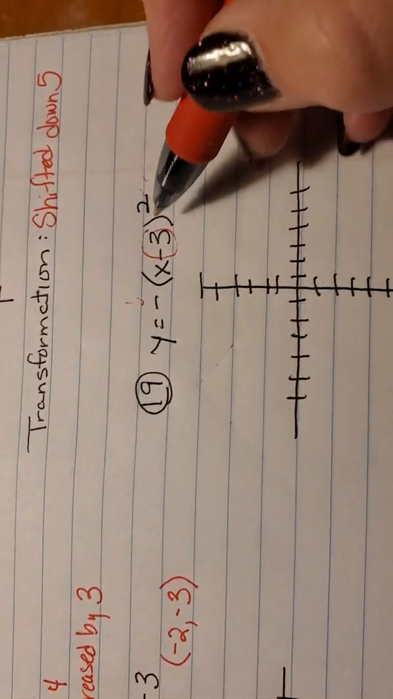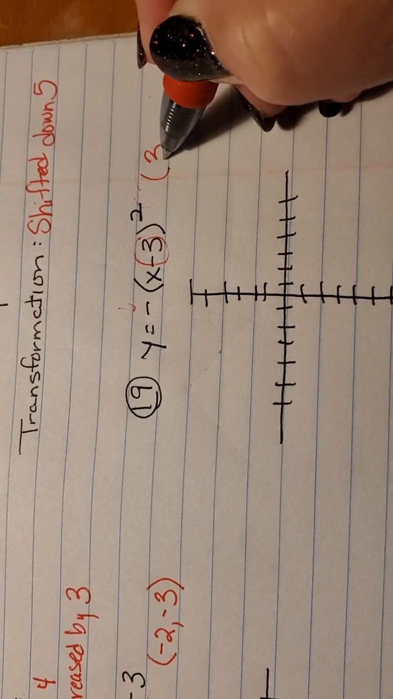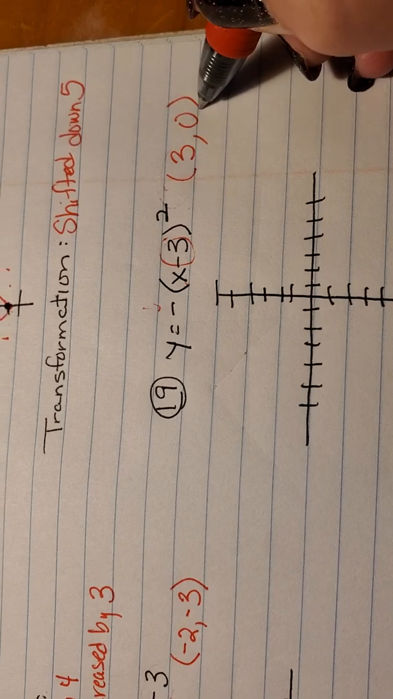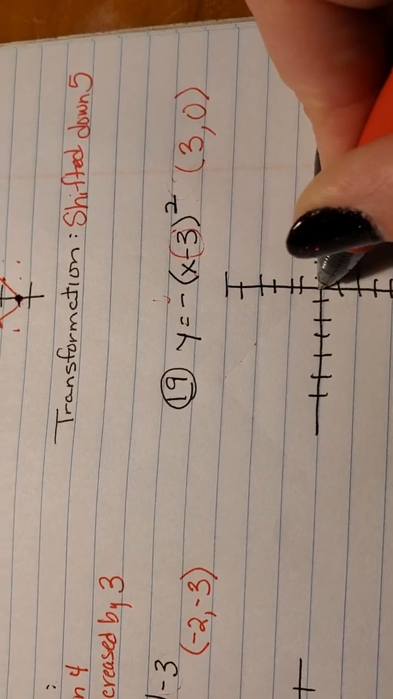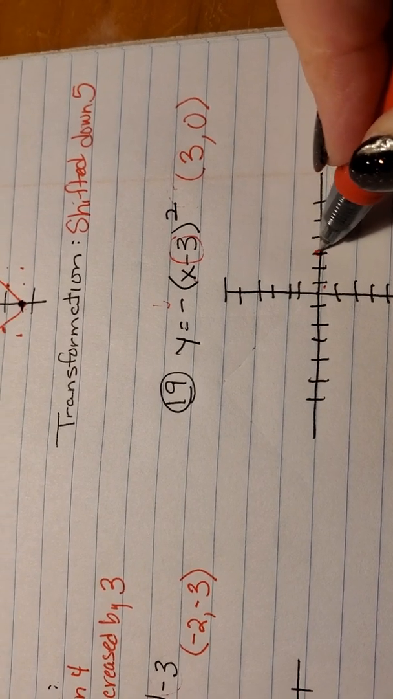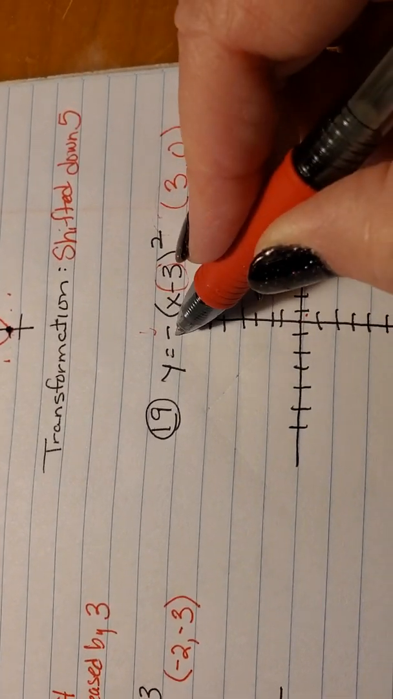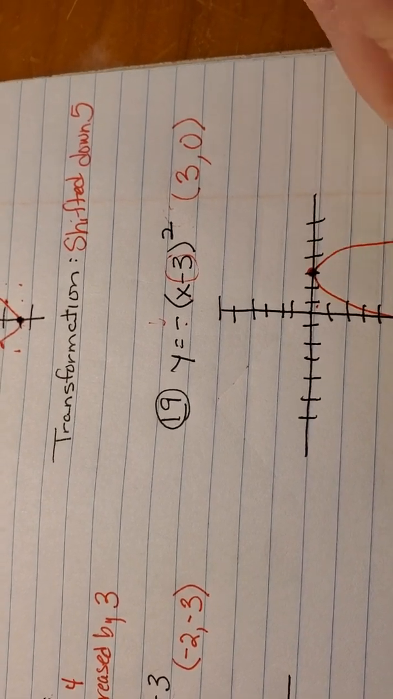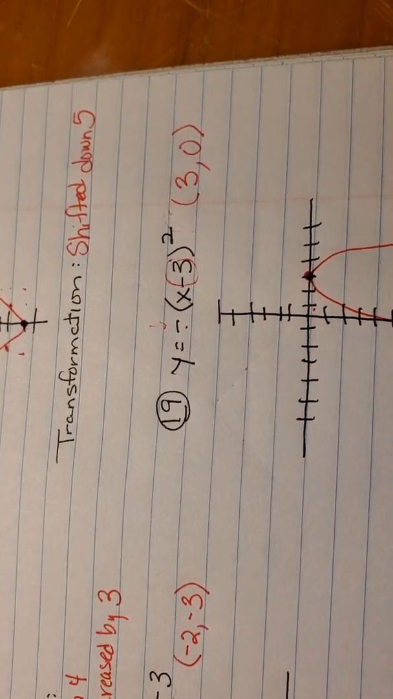So our vertex then is going to be 3, because that'll make this 0, and then 0, because we don't have anything back here. So instead of our vertex being at 0, it's going to be at 3, 0. 1, 2, 3. There we go. And then it's a negative, so it's going to be upside down. And look just something like that. There you go.